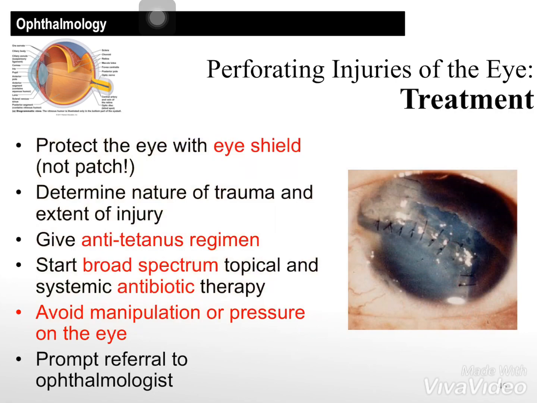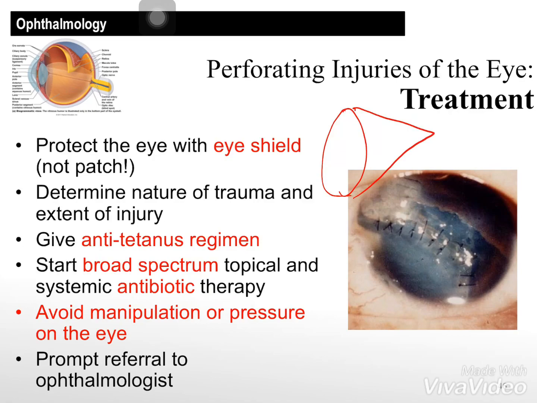Okay. So if there is a globe rupture, what do you do? You protect the eye with an eye shield. Usually, it's a plastic thing, or a conical shape, hard plastic, or just a makeshift cone to cover the eye. No, you don't use a patch. Why? Because you might exert pressure on the eye, and the remaining contents might go out.